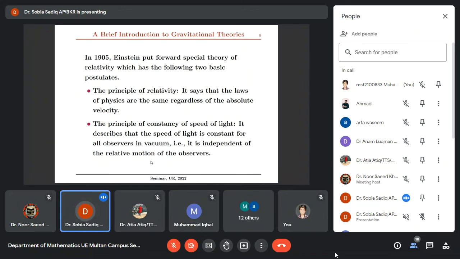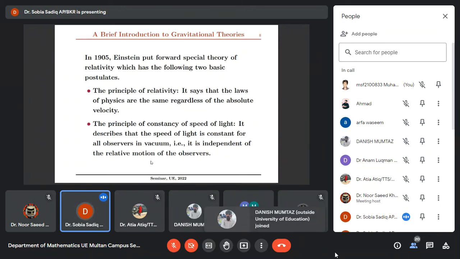and treated them as a single entity. So this theory has two basic postulates. The first one is that the physical laws are the same for all observers. That is, they do not depend upon the motion of the observer and the frames which we are taking. And the second one is related to the speed of light, which says that the speed of light in vacuum remains constant. That is, it is independent of the relative motion of the observers.